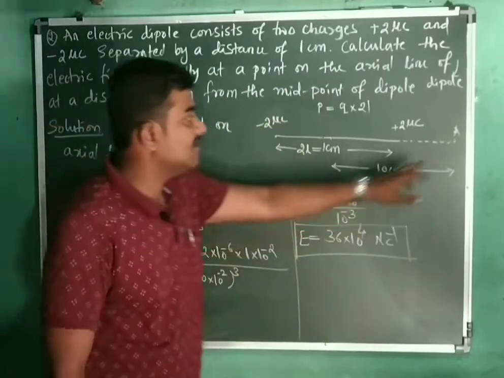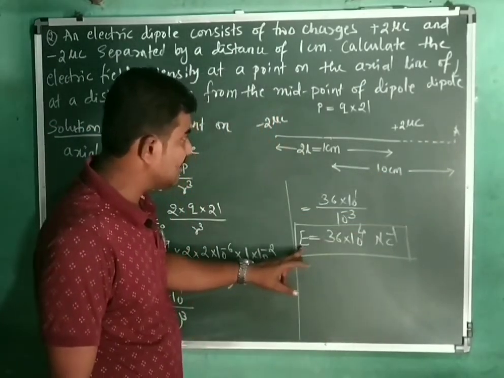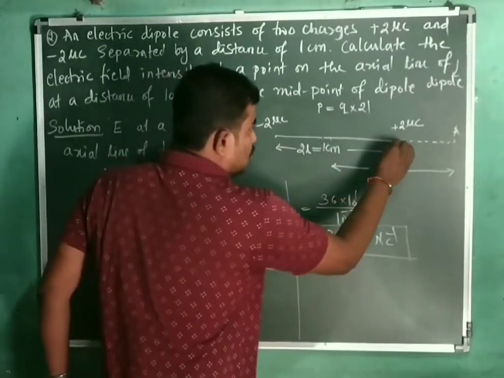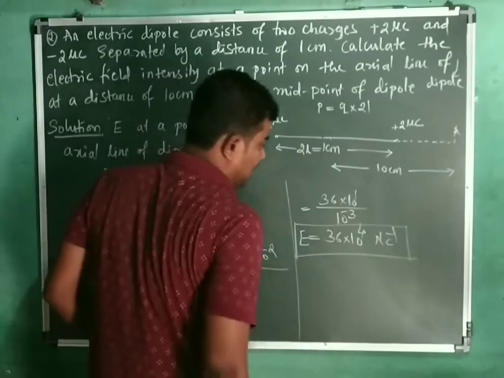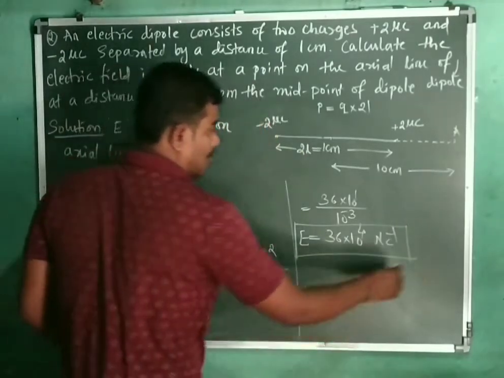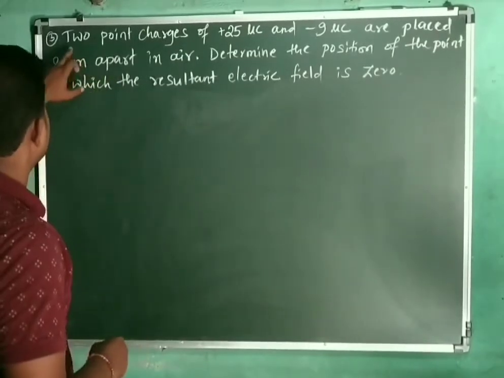It means at this point A, the total electric field intensity due to this plus 2 microcoulomb and this minus 2 microcoulomb charge is going to be 36 into 10 to the power 4 Newton per coulomb. Okay, this is our next numerical.